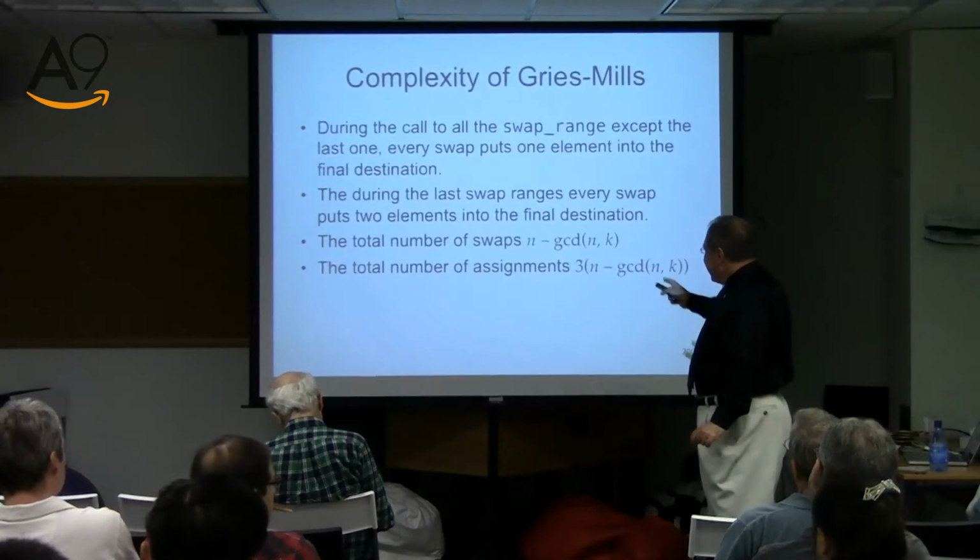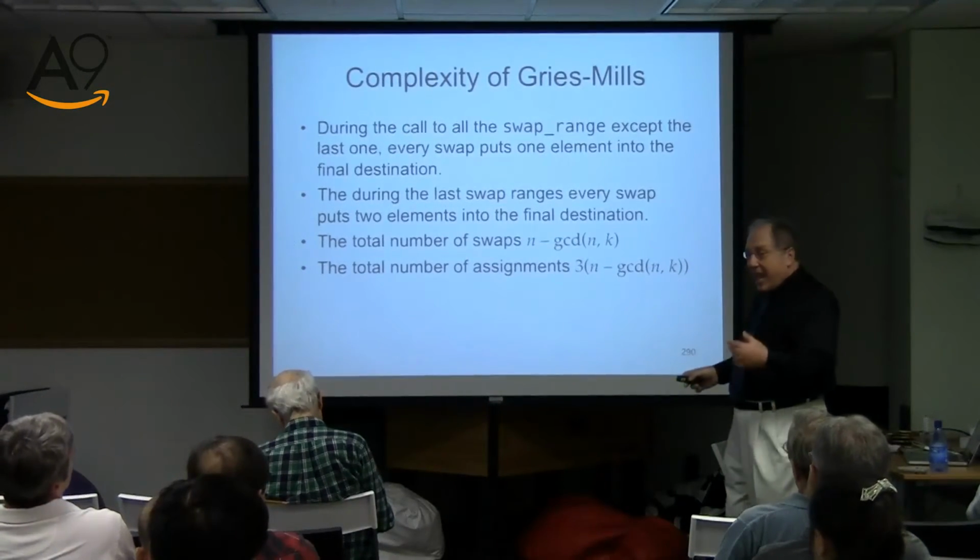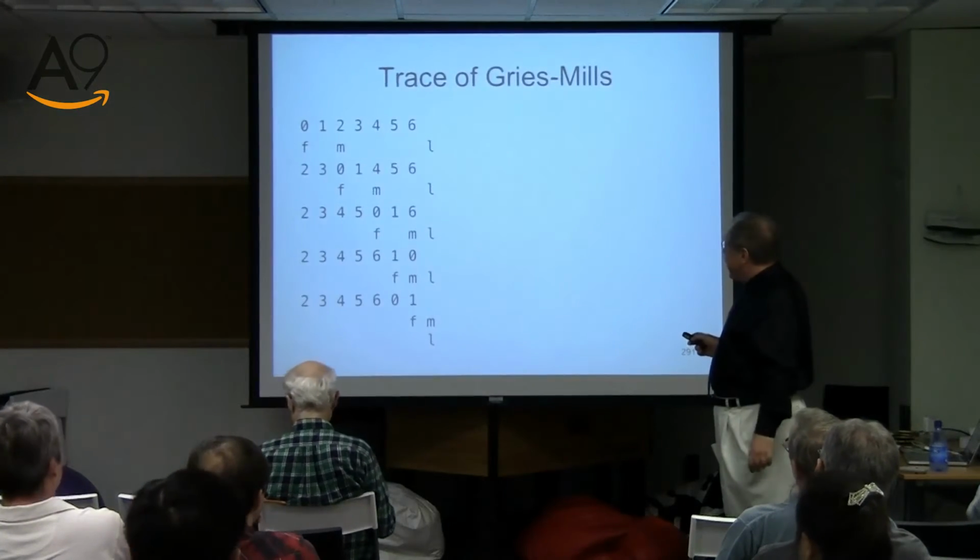Because it does 3n GCD. And we know that there should be an algorithm.